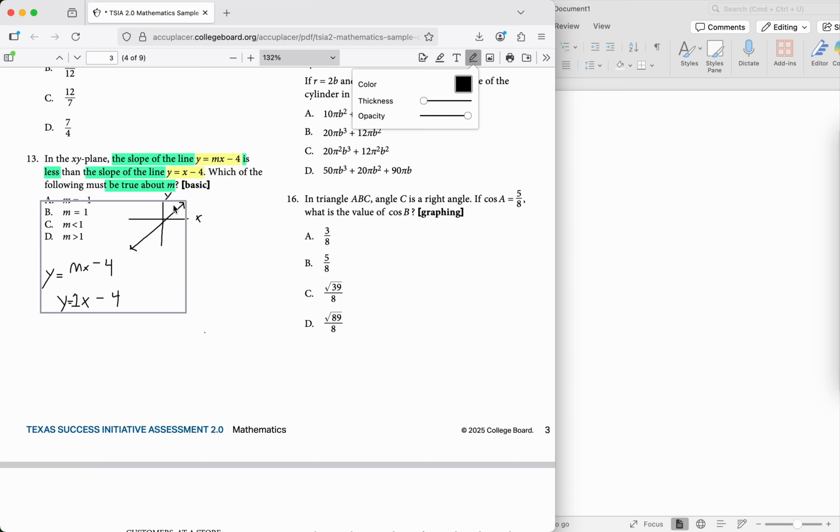And so if you have two lines and you're trying to figure out something that's true about m, which is the slope of this line, the answer choices are comparing them, right? It's saying it could be -1, it could be 1, it could be less than 1 or greater than 1. And so we want to compare these slopes based on what the sentence says. In the xy plane, the slope of the line, m, is less than the slope of the line y equals x minus 4.